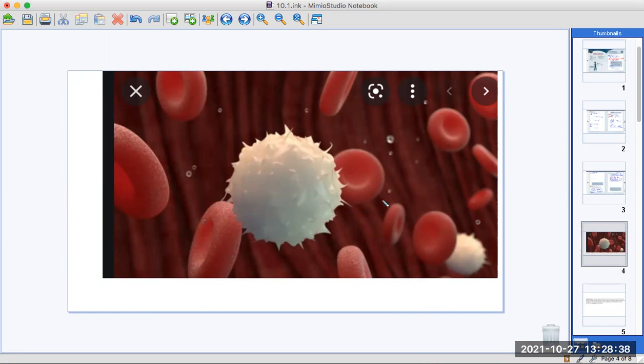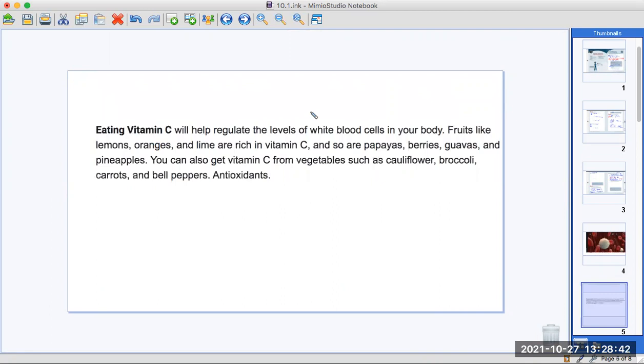And then it tells me here how to keep your white blood count up, which is important. You want a high number. Eating vitamin C will help regulate the levels of white blood cells in your body. Fruits like lemons, oranges, and lime are rich in vitamin C, and so are papayas, berries, guavas, and pineapples. You can also get vitamin C from vegetables such as cauliflower, broccoli, carrots, and bell peppers.